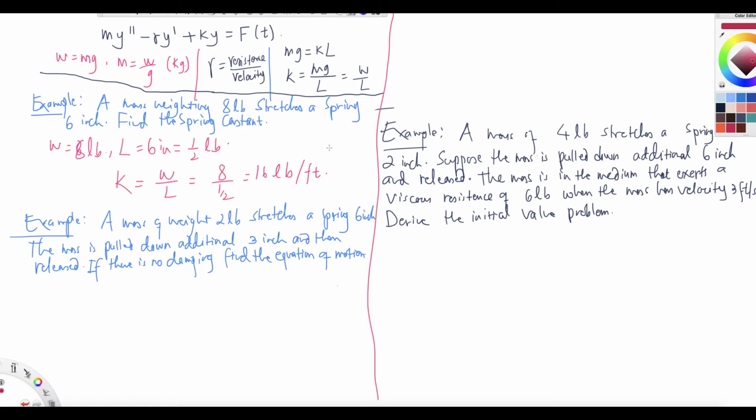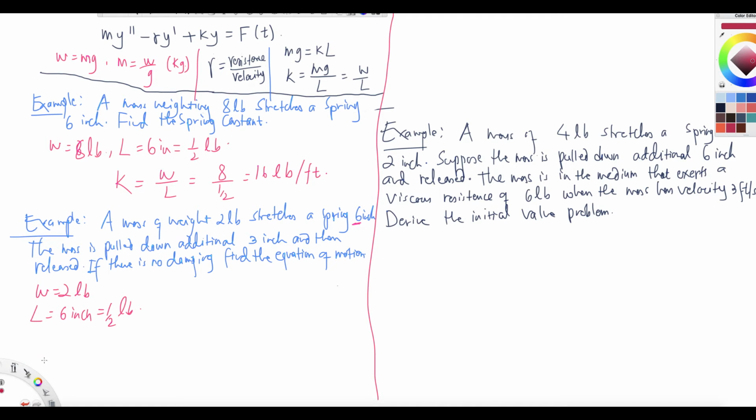A mass of weight 2 pounds stretches a spring 6 inches. So there is an object of weight 2 pounds, and if you hang that object on the spring, then that spring will be stretched by 6 inches. So what is given here is weight equals 2 pounds, and L is given as 6 inches. So how much is that? That will be 1/2 foot, right? That's what we got.